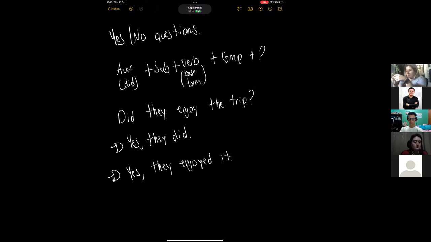Question. Who can tell me why in the answer I'm using the verb in simple past and not in simple form?